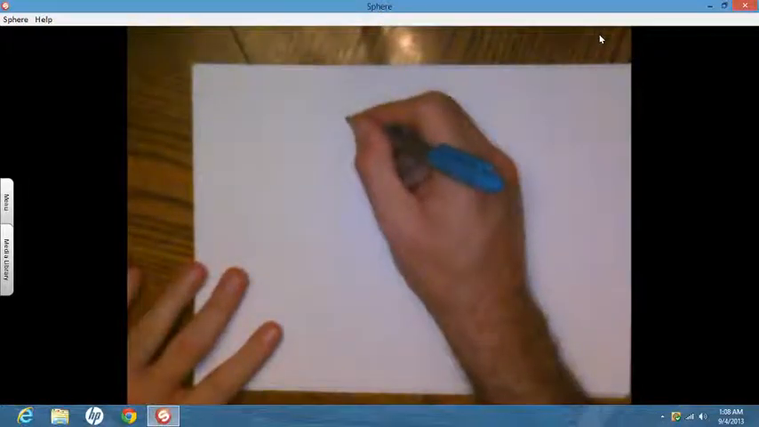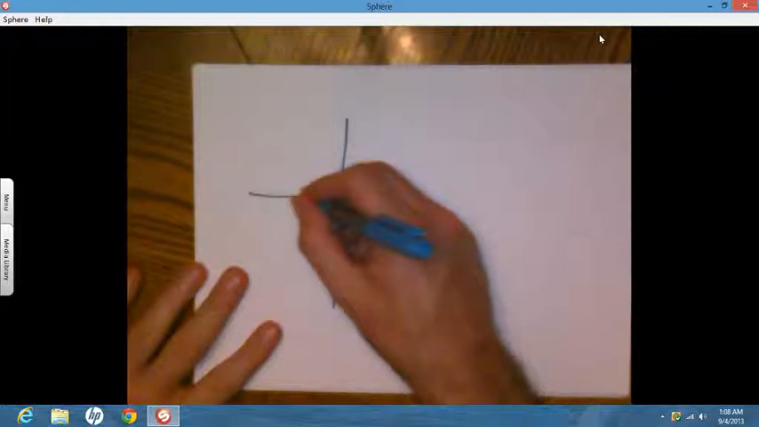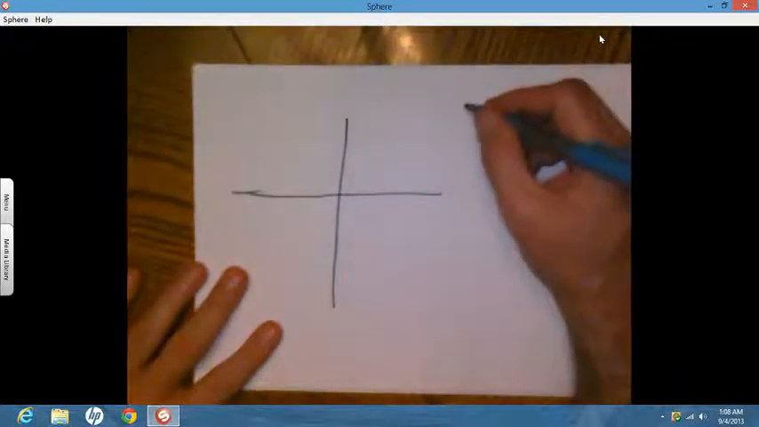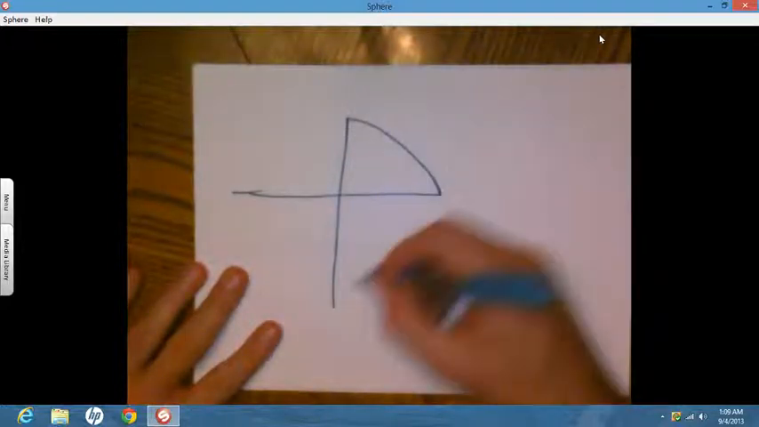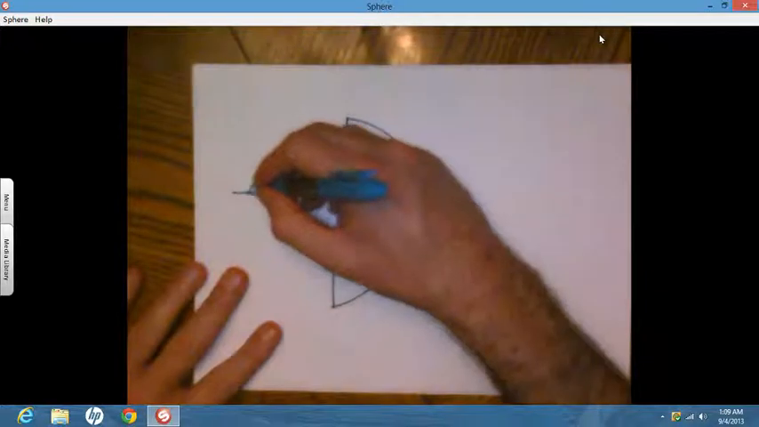Okay, hi. So what we're going to do is talk about defining trigonometric functions on the unit circle. To get started, we're going to draw a unit circle, and we're going to use the formula that we saw last time, which is that the arc length is equal to theta times the radius of the circle.